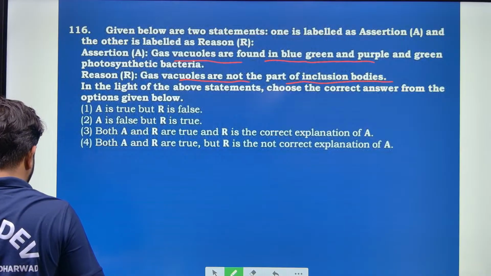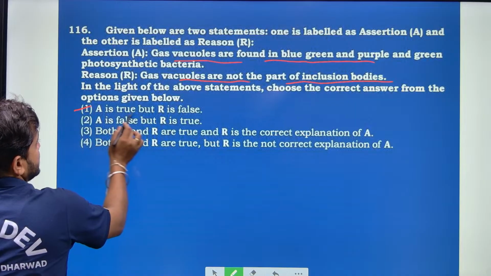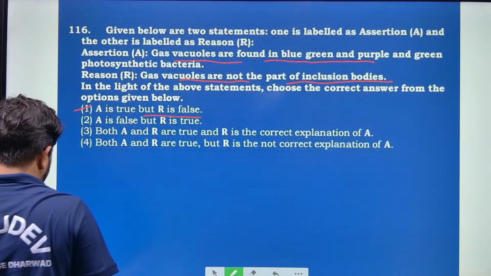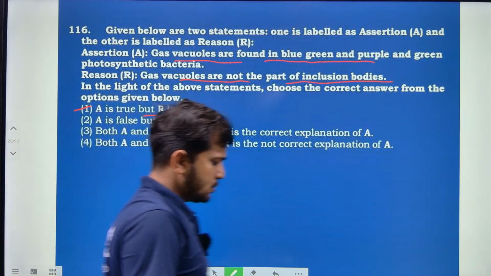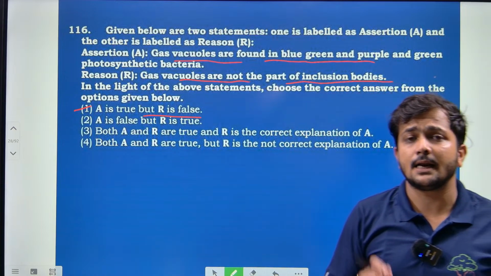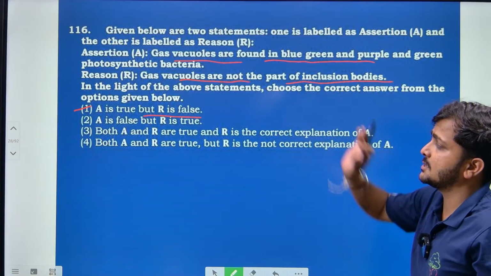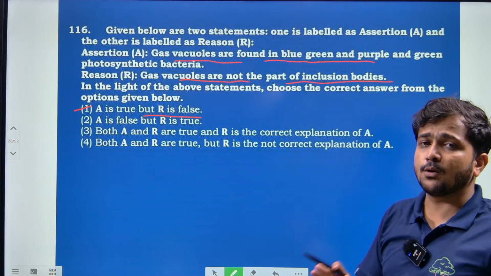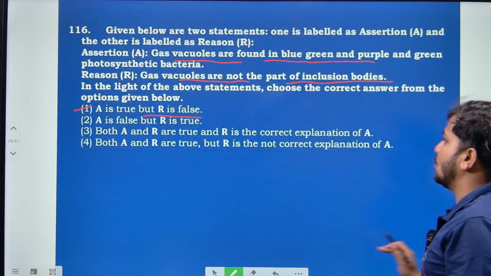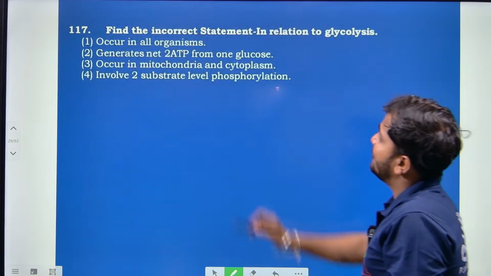Then if you consider here, A is true and R is false, because inclusion bodies are meant for reserve food material in prokaryotes, right? So inclusion bodies are related with the reserve food material found in prokaryotes. So here option 1 is correct.